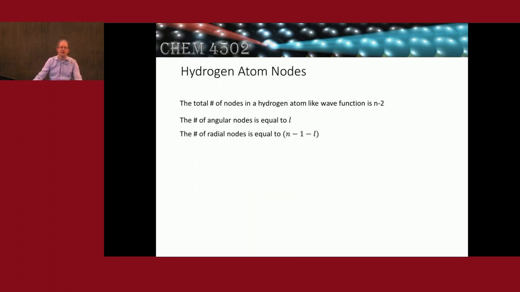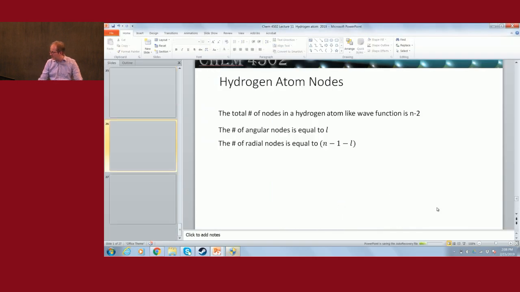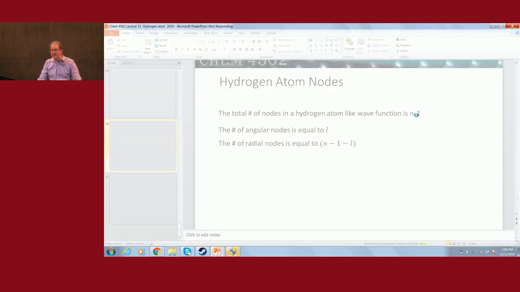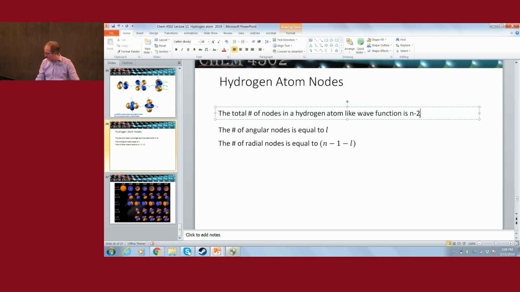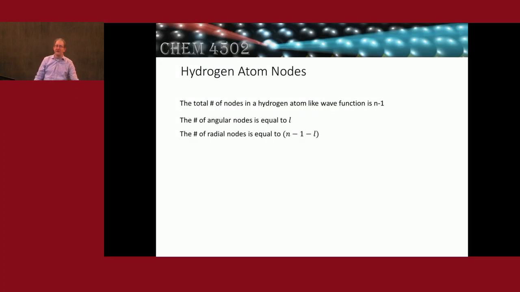All right, so just a review of the nodes in the hydrogen atom. The number of nodes in a hydrogen atom-like wave function is n minus 1. The number of angular nodes is equal to l, and the number of radial nodes is equal to n minus 1 minus l. And that tells us how many nodes we have, and whether those nodes are going to be angular or radial.